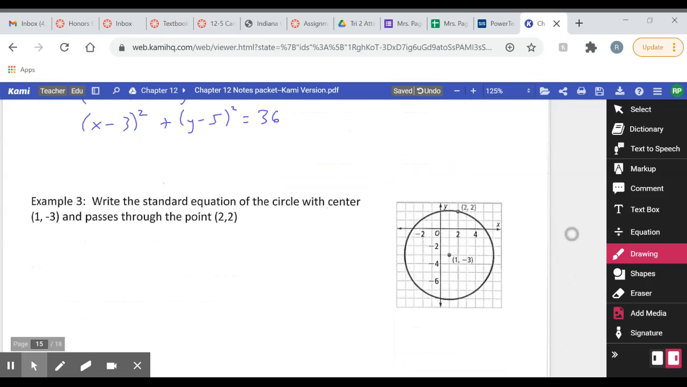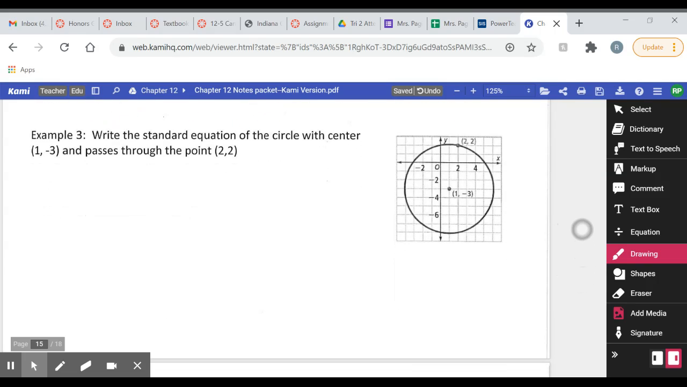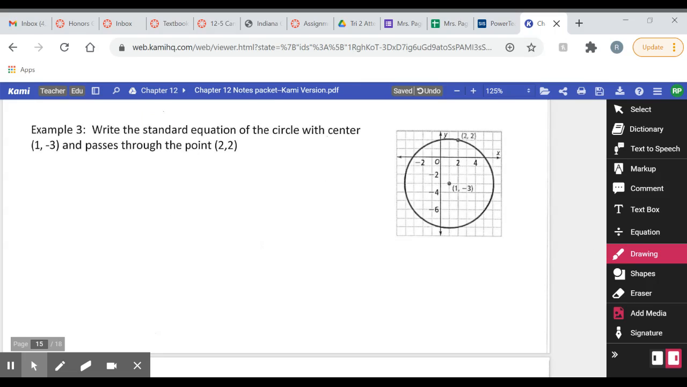Then on the next one, it says write the standard equation of a circle with center (1, -3) that passes through the point (2, 2). So the thing here, this is our center, that's our (h, k), but they did not give us the radius, so we have to actually find out what the radius is.